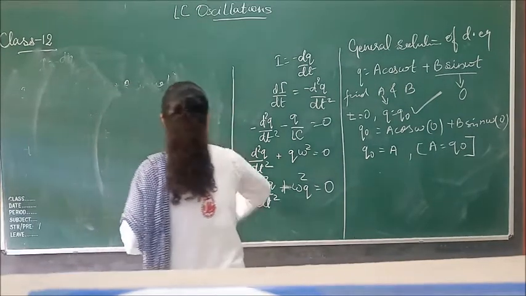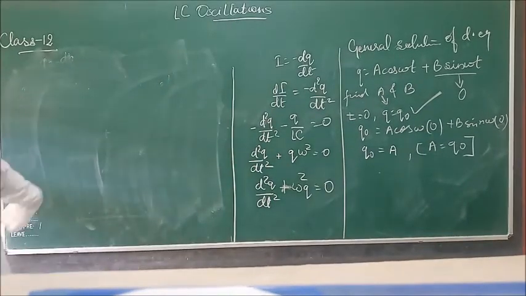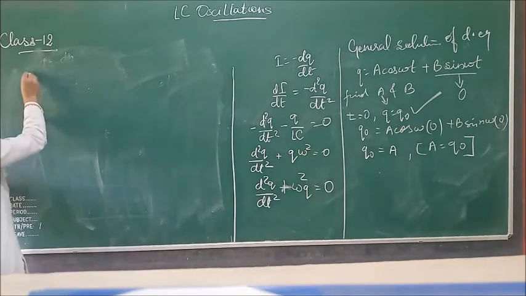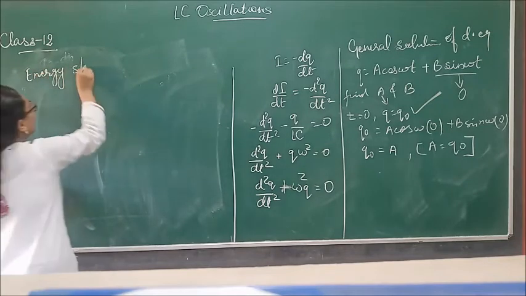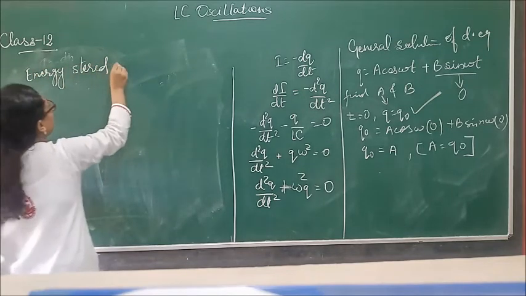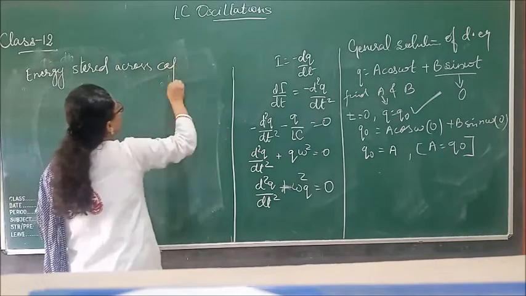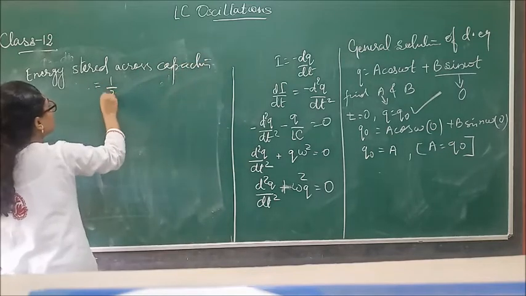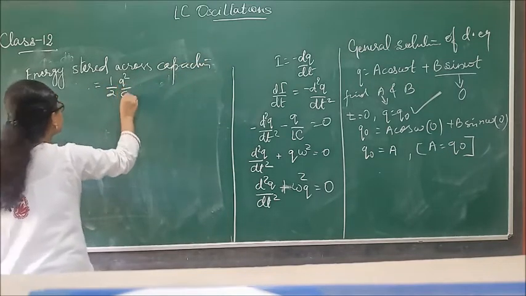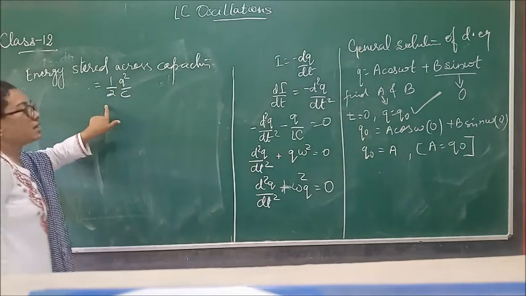मैंने समझा दिया, kinetic and potential energy both we have to find out. The energy stored in the capacitor. Energy stored across capacitor कितना हो जाएगा? 1/2 q square by c. समझ में आ रही है बात?